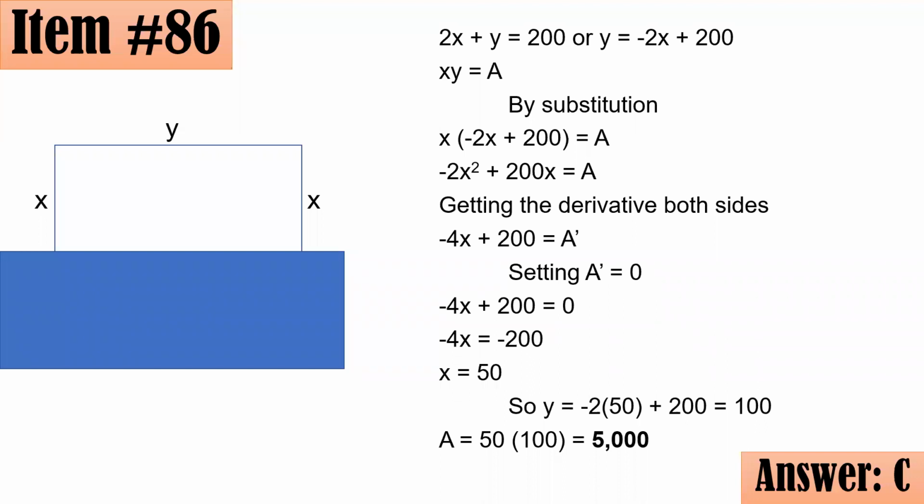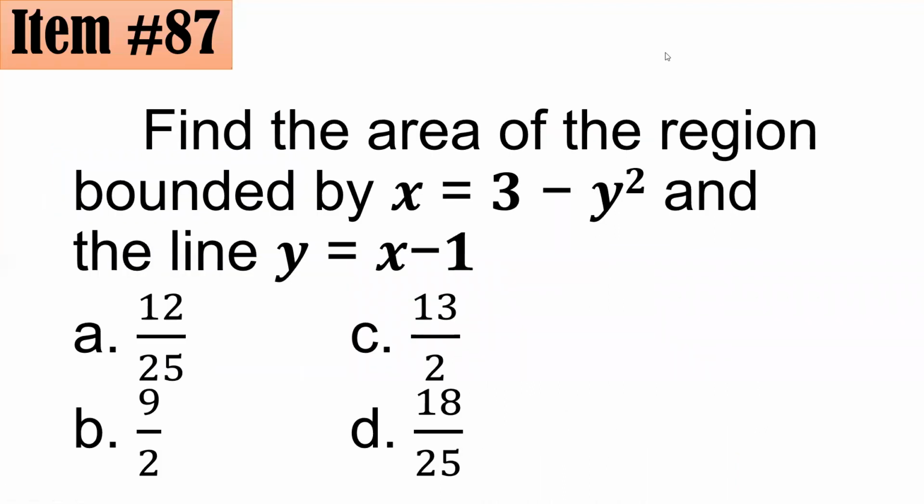87. Okay, here. Okay, find the area of the region bounded by x equals 3 minus y squared and the line y equals x minus 1. Is it 12/25, 9 halves, 13 halves, or 18/25? This is somehow easier po, no? If you know how to use your calculators. But for now, let's do it the longer way.